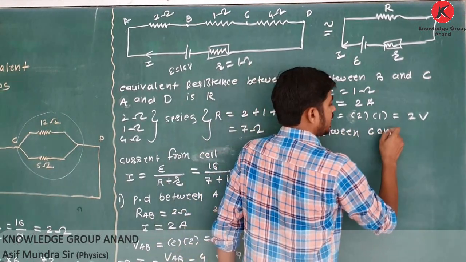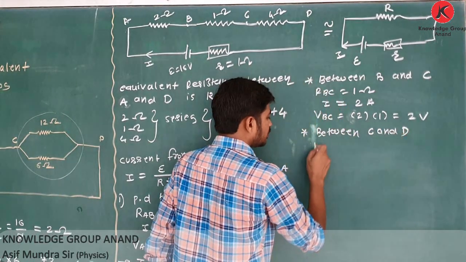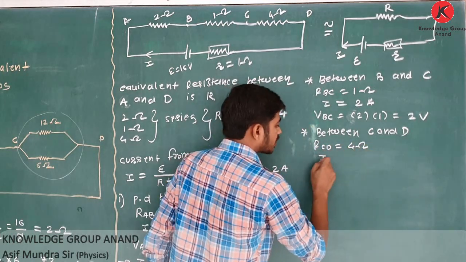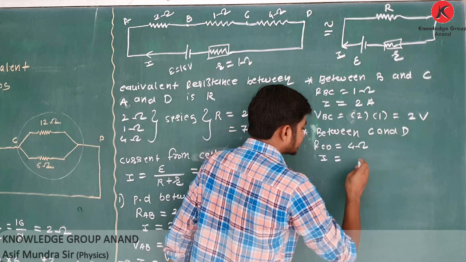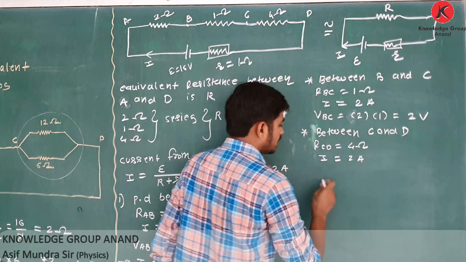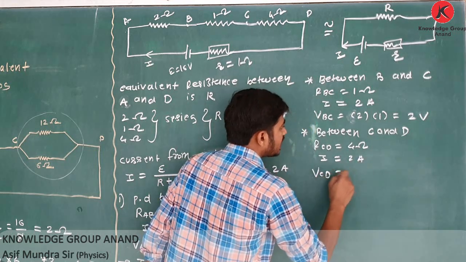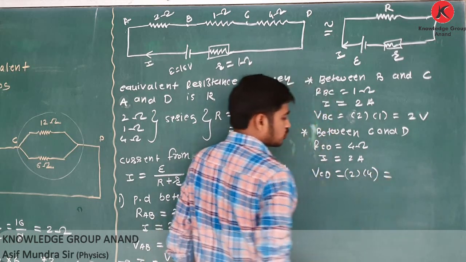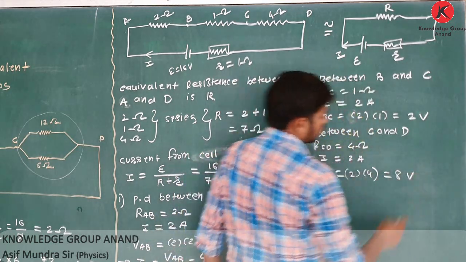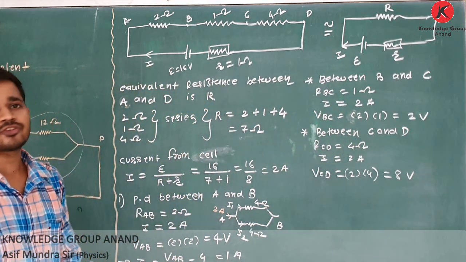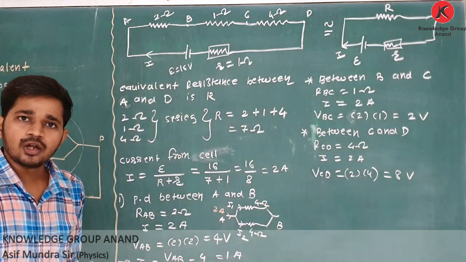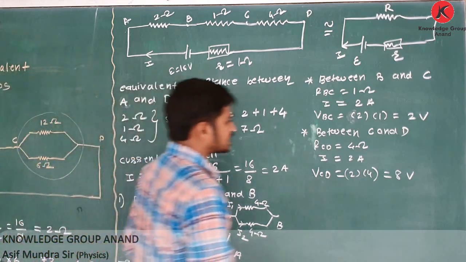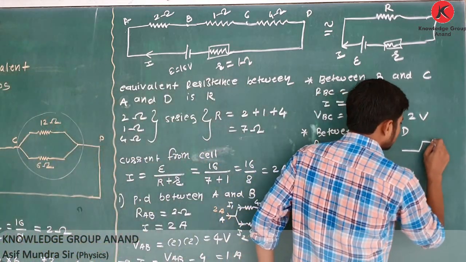Now between C and D, what is the equivalent resistance between C and D? It is 4 ohm. What is the current flowing between C and D? I is equal to 2 ampere. Then what is VCD? VCD is equal to 2 into 4, it is 8 volt. Clear about this?